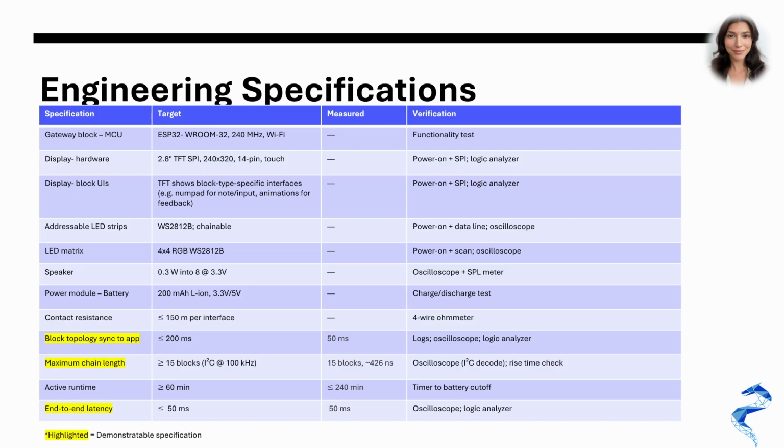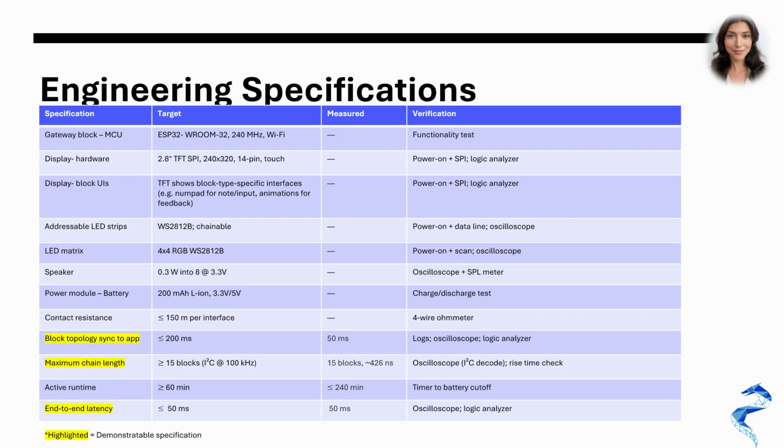For feedback, we use WS2812 addressable strips and 4x4 RGB matrices, plus a 0.3 watt speaker driven by our amplifier. Power comes from a 200 milliamp Li-ion pack, and the magnetic contacts have defined retention and contact resistance limits so power and I2C stay solid when blocks move.